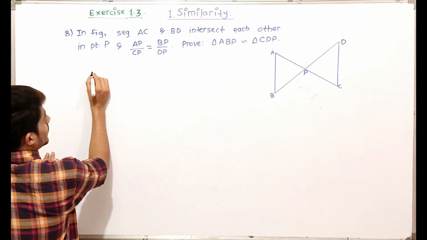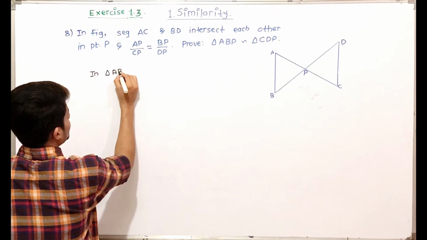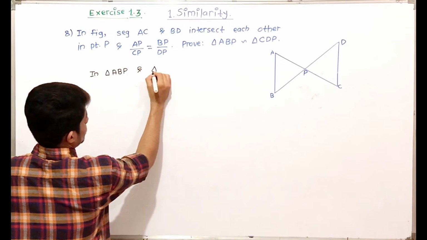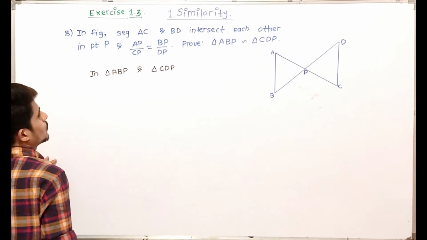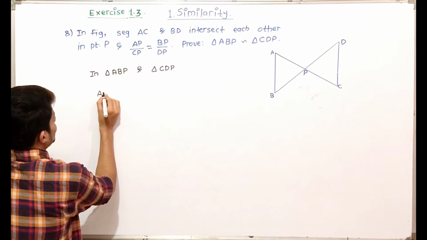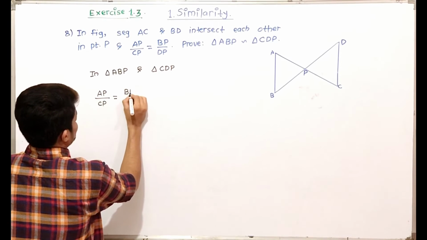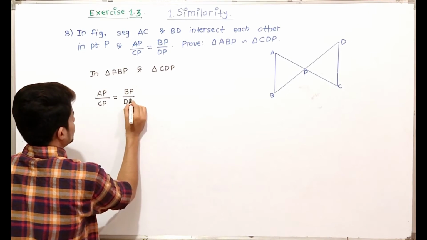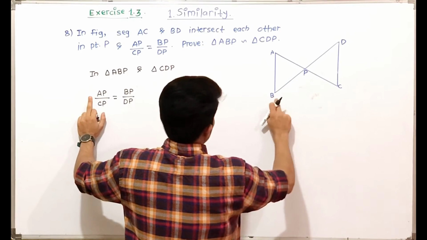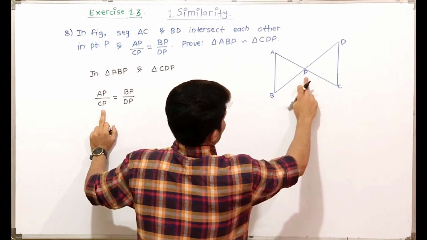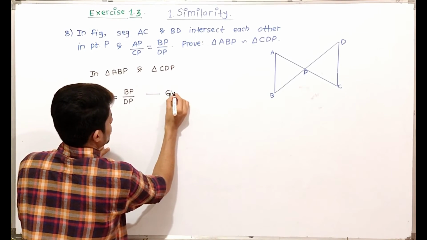Firstly, we'll take triangle ABP and triangle CDP. We have corresponding sides in proportion, that is AP upon CP is equal to BP upon DP. That is, AP is equal to BP and CP is equal to DP, given.